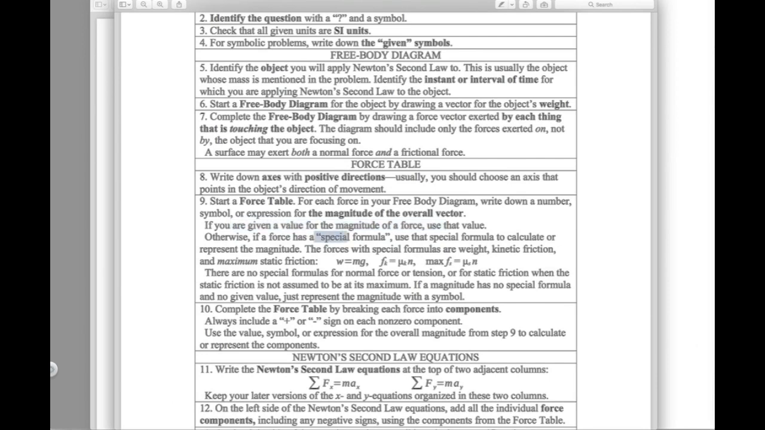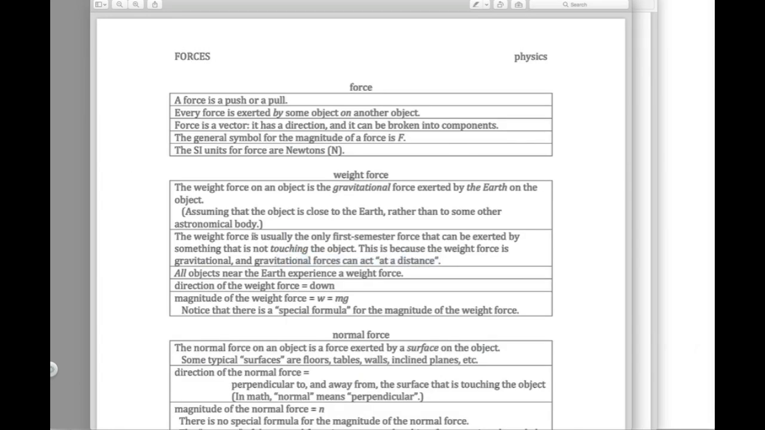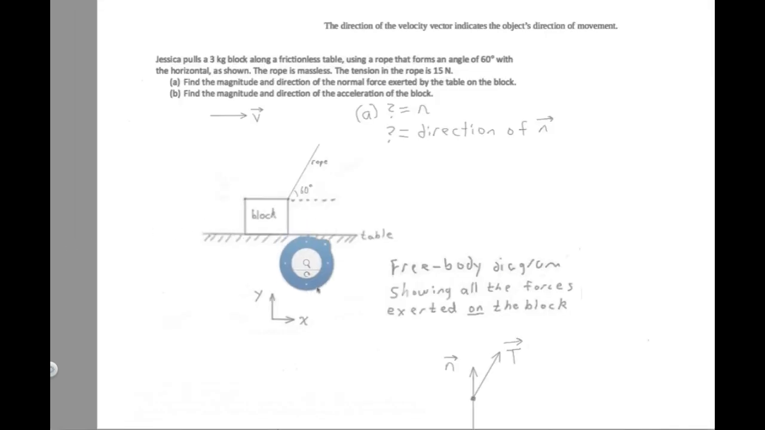Some forces have special formulas that can represent the magnitude. Is there a special formula for the magnitude of the weight force? And the answer is yes. The weight force is a force that has a special formula for its magnitude. Here's the special formula for the magnitude of the weight force. We can also see that in this handout. Here's the special formula, W equals mg, for the magnitude of the weight force. So we'll use this formula to represent the magnitude of the weight force.